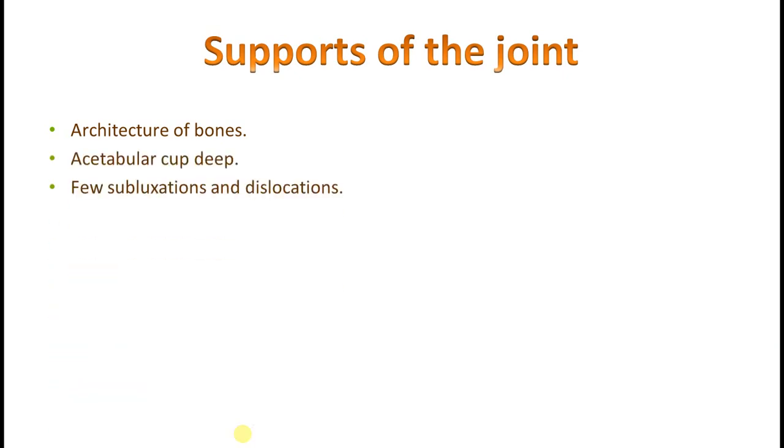The main thing, as you all know, is the very deep acetabular cup, not like the shallow glenoid fossa, because here, more than the mobility, stability has to be taken care of because of the weight bearing, and the center of gravity is actually acting on these joints. That is why there are comparatively fewer subluxations or dislocations. A subluxation is nothing but a partial dislocation, not a complete dislocation. Hip joint subluxation and dislocation are not common, especially in younger people.